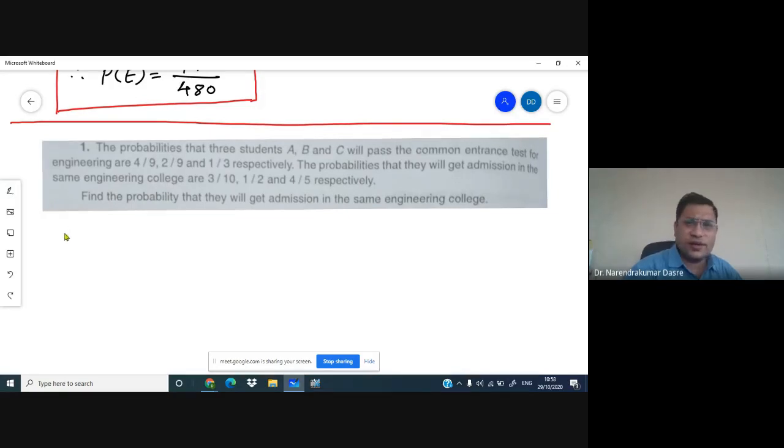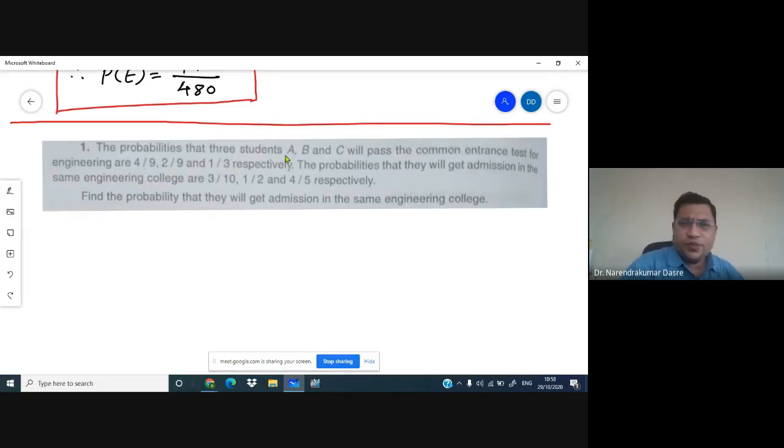So I hope you are able to read the question. The question is that the probabilities that the three students A, B, and C will pass the common entrance test for engineering are 4 by 9, 2 by 9, and 1 by 3, respectively.